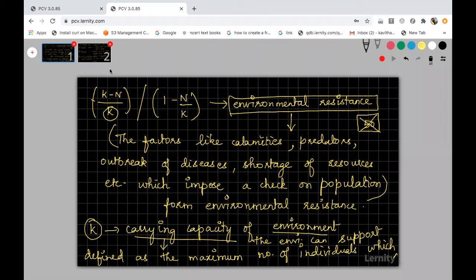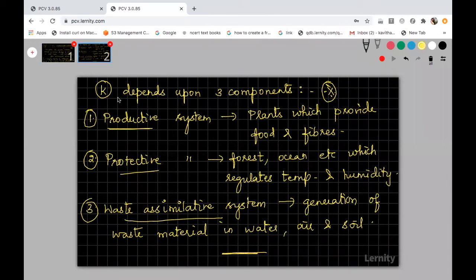And the last concept is that the carrying capacity of the environment depends upon three important components. The first one is the productive system, the plants which provide food and fibers. The second one is the protective system, which includes the forest, ocean, etc., which regulates the temperature and humidity of the environment. The third one is the waste assimilative system, that is the generation of waste material in water, air, and soil. Fine.